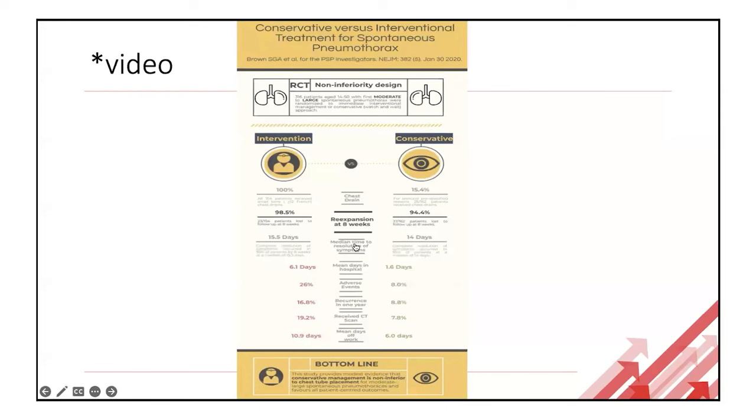Okay. And some other benefits that were noticed were that chest tube complications were avoided. They had shorter hospital stays, and basically the patient was able to recover faster in a more comfortable way. So this study tells you that, yes, you can go ahead and conservatively manage your patients. But it's under the caveat that you have to select your patient group appropriately.